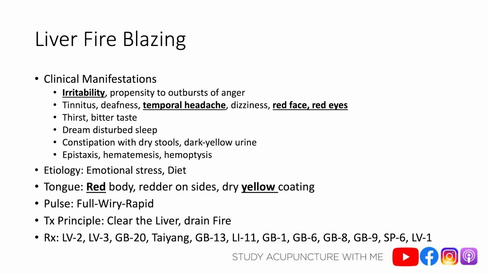All right, now we're at one of the patterns in question of this episode, which is liver fire blazing. With liver fire blazing, we're going to see even more of an increase in terms of symptom severity. For example, with liver qi stagnation, we didn't see any red face or red eyes. But now look, we have red face, we have red eyes, we have a red tongue body with even redder sides. We even have a dry yellow tongue coating. And if you compare that to the previous pattern, which is stagnant liver qi turning into heat, we didn't even have yellow on the tongue coating for that pattern. Now, though, that it's fire, everything is just more severe.